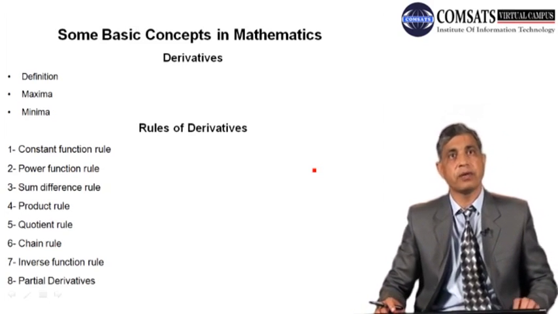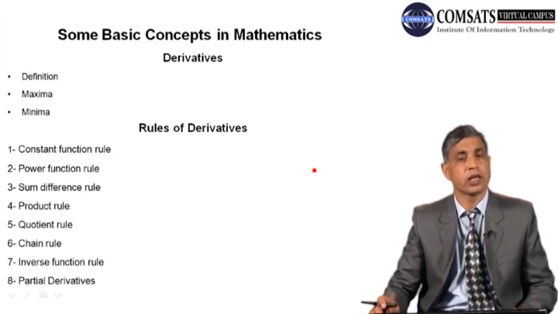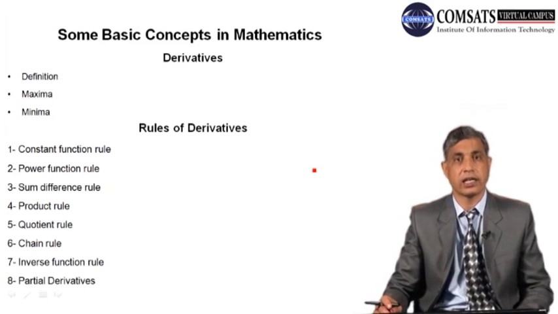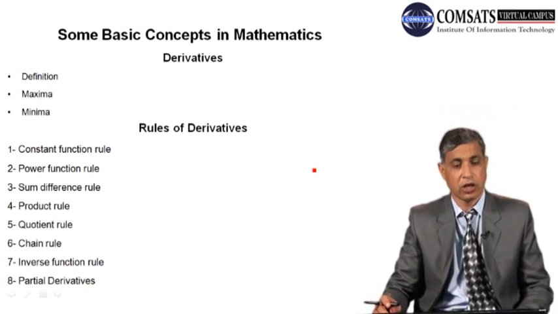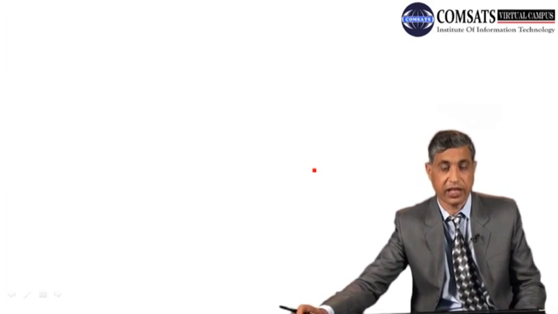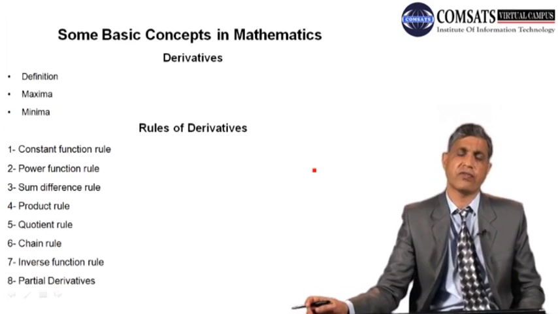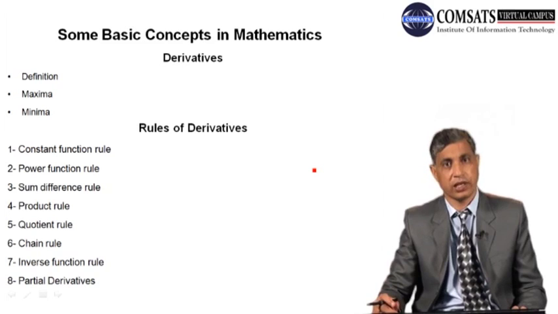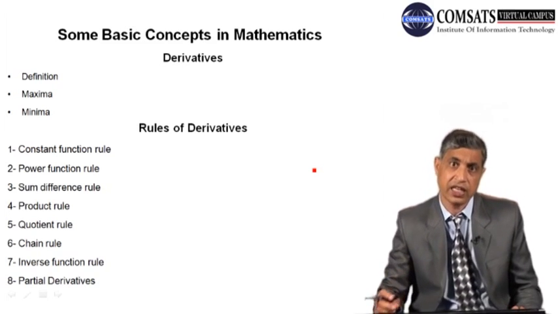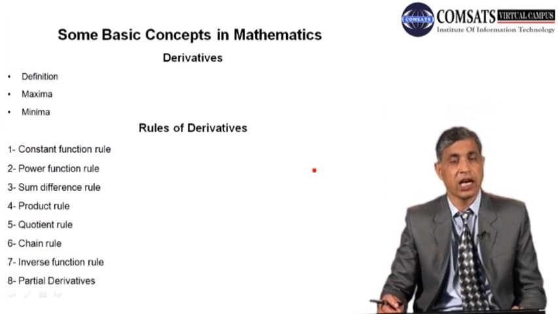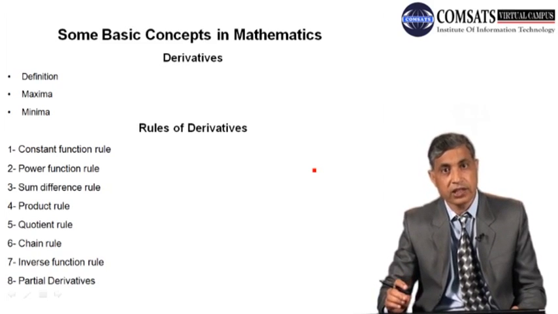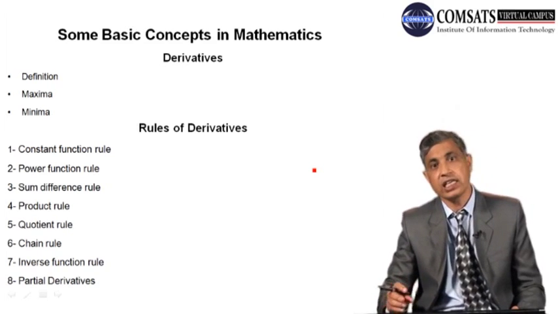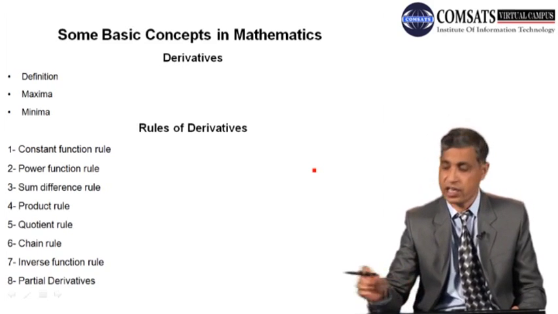Now these were some of the basic concepts in statistics. Now we are going to discuss some of the basic concepts in mathematics. So first of all, I will start with derivatives. What is a derivative? Derivatives are extensively used in many disciplines. The simplest definition of a derivative is that it measures a change in a function. The simplest way to say it is that it shows the rate of change in a function.